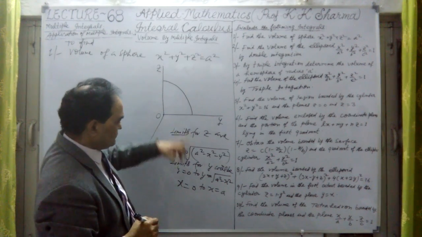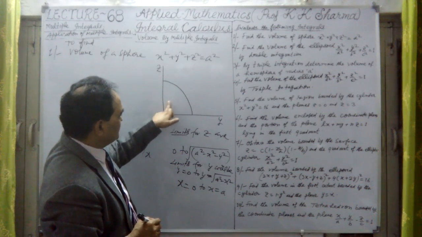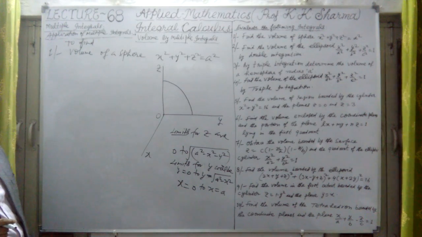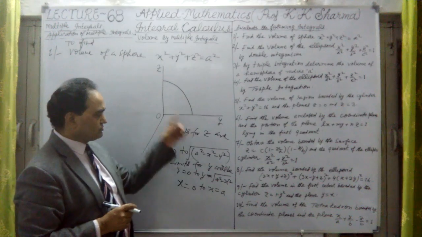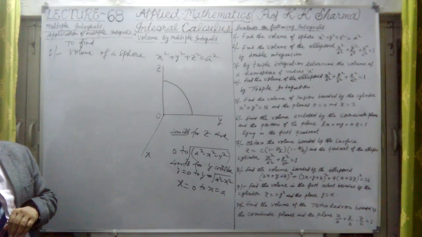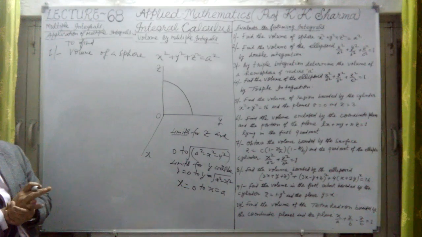In the first case, we have one octant, and 8 times that octant will give us the whole volume. Or if we take these limits in this way, then the complete volume is covered with no need of multiplying by 8. So the total volume will be found. This is the process of finding it. When we multiply this by 8, the octant gives us the whole.